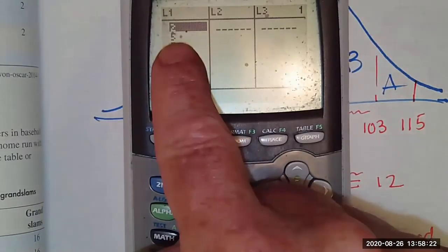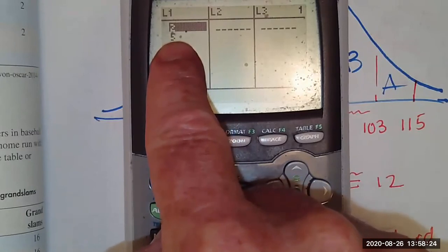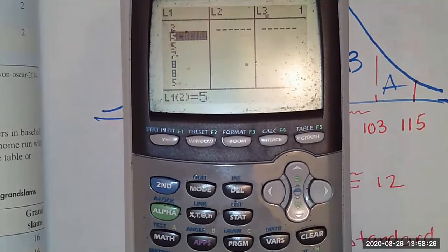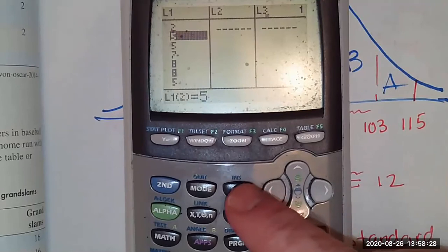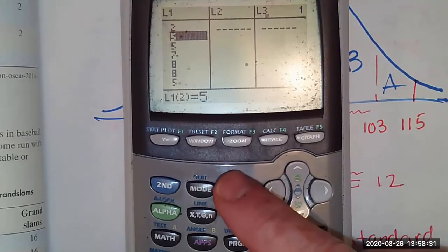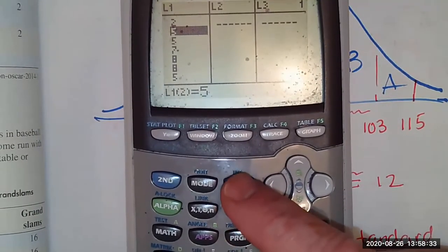Let's say I want to get rid of the number 5. So I'm going to try something. There's a delete button right here. I'm going to try that one first. DEL. Yeah, I'm going to try it.